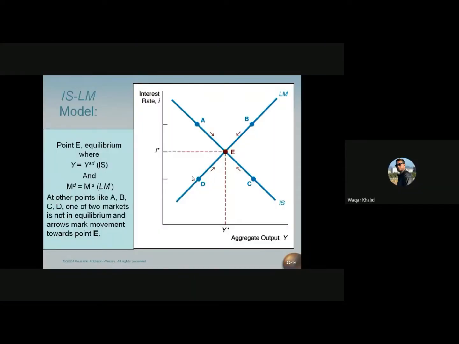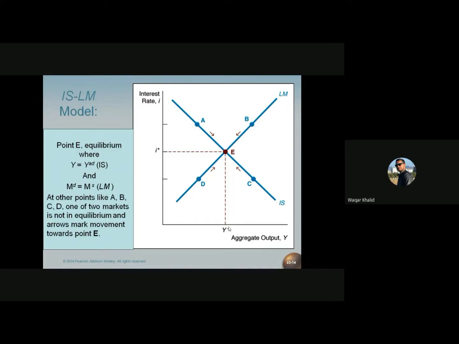ISLM model or the ISLM framework. Now in this diagram, you can see that we have the negatively sloped IS curve and the positively sloped LM curve. And these two curves touch each other at point E. This point E is known as the equilibrium point, where I star is the equilibrium interest rate and Y star is the equilibrium output level. And we can say that the economy is in equilibrium position.